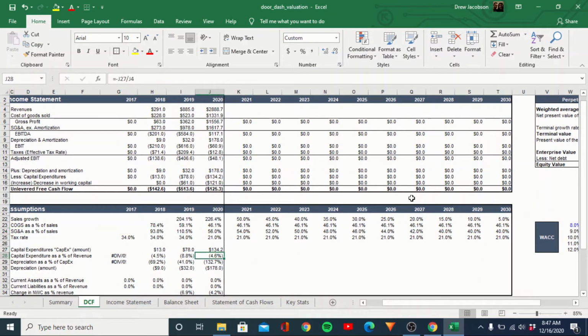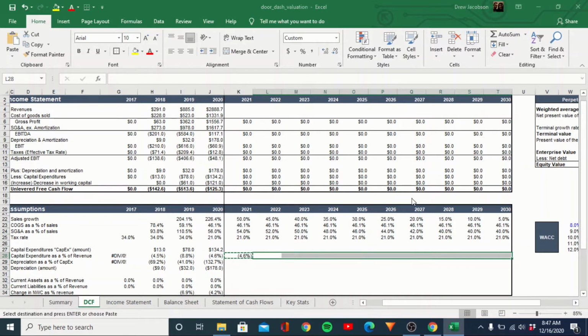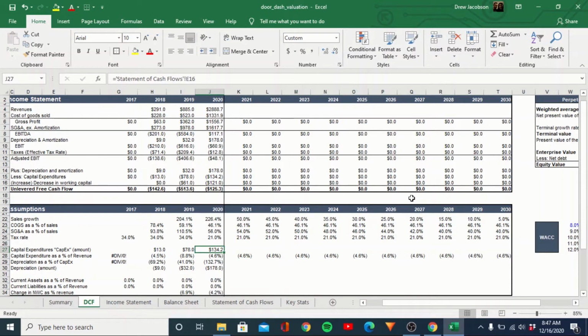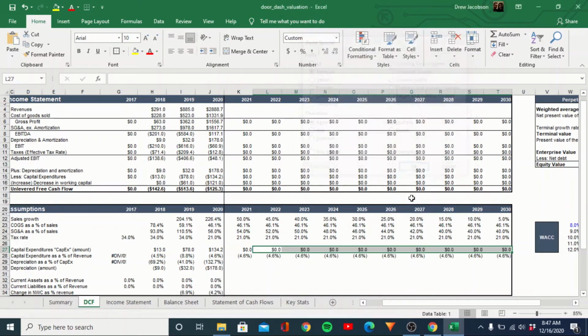CapEx. Yeah, I mean, as revenue grows, CapEx is probably going to stay flat or decrease a little bit just because you're not going to need as much CapEx. But we'll see. Link all this up real quick. This way, once we link everything in, it'll flow through and we can kind of see what we're getting.